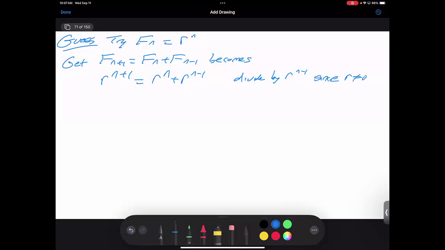Because if r equals 0, then I'm just getting Fn equals 0 to the n. That is a solution to the Fibonacci recurrence. If I want to solve Fn plus 1 equals Fn plus Fn minus 1, if I take every term to be 0, does it satisfy the recurrence? Yeah, it just doesn't satisfy the initial condition. So that would lead to r squared equals r plus 1, or r squared minus r minus 1 equals 0. This is called the characteristic polynomial for the recurrence.